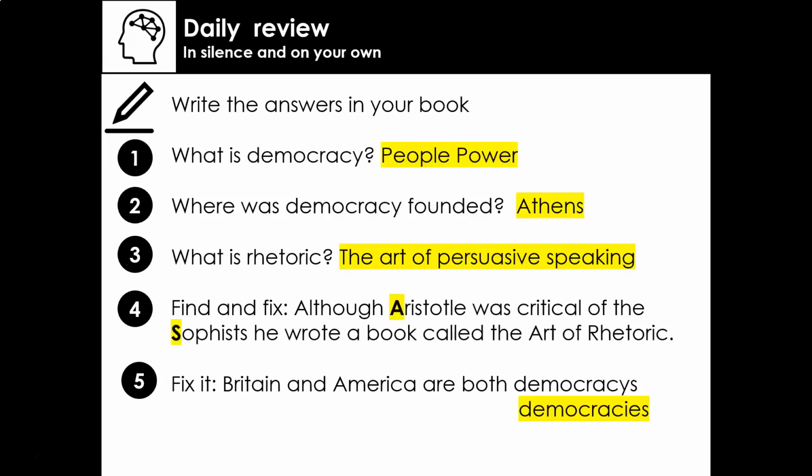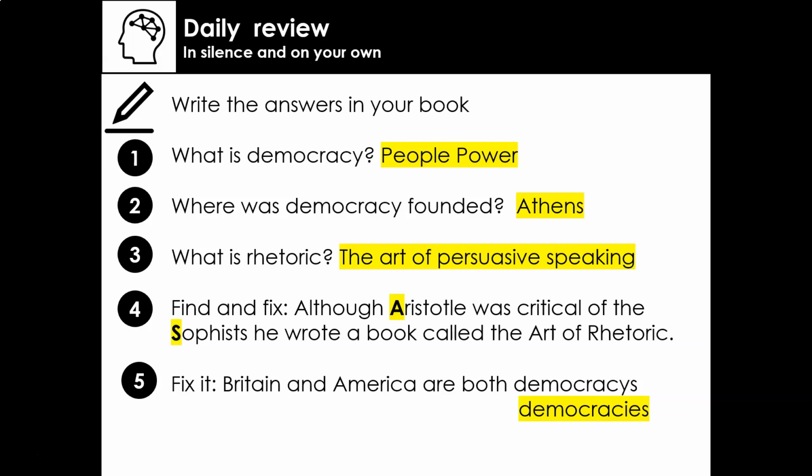Okay, so let's look at question 1. It asked us, what is democracy? So democracy is a system of government by the whole population where we get to elect representatives who form our government. A simple way to remember what democracy means, though, is through its origins. I always think of the phrase people power when I think of ideas of democracy. Democracy was founded in ancient Athens.